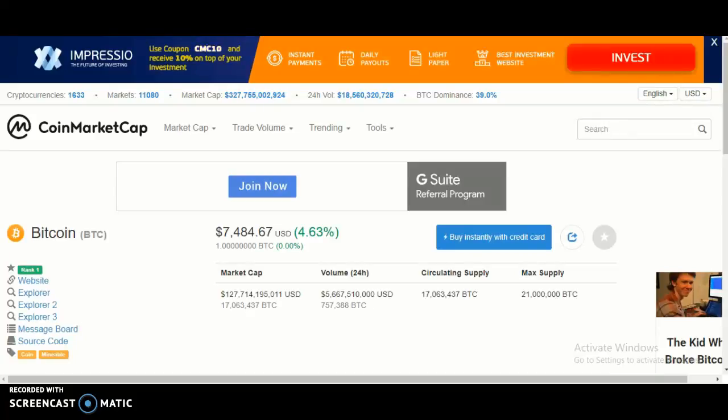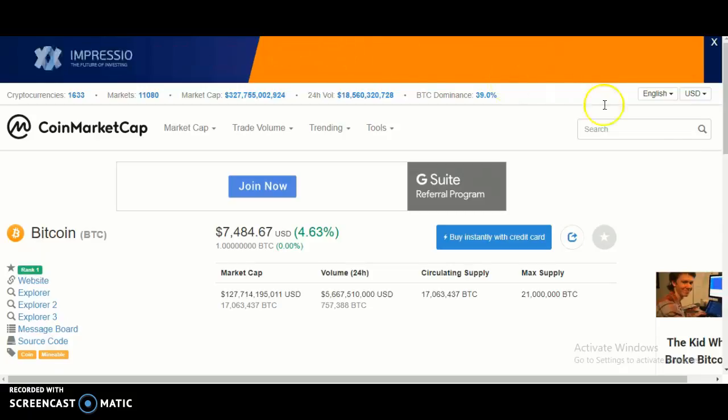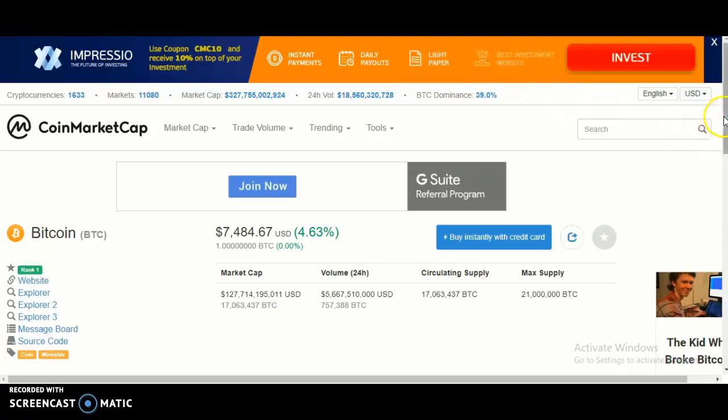Let me take you through the Bitcoin analysis on CoinMarketCap. I will be showing the Bitcoin graph on the CoinMarketCap website, so stay tuned. So as you guys know, this is the Bitcoin price.